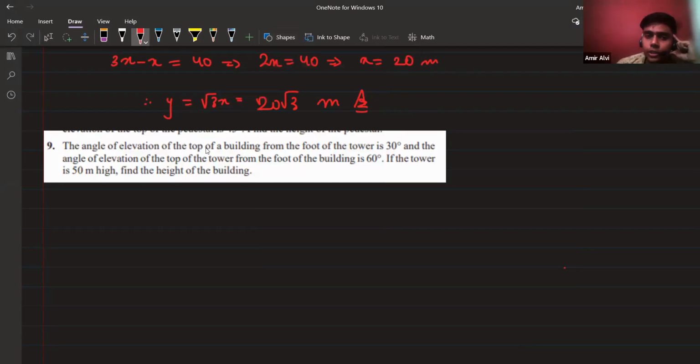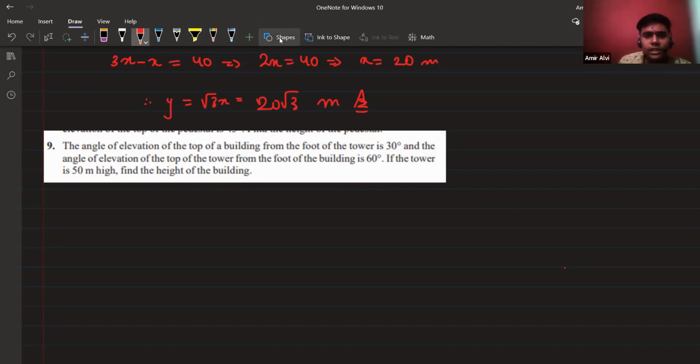The angle of elevation of the top of a building from the foot of a tower is 30 degree. Clear? And the angle of elevation of the top of the tower from the foot of the building is 60 degree. So which means that there is one building and one tower. So tower is basically nothing but a multi-story building, like the Burj Khalifa, right, and these are the towers, the buildings which have more than 50 floors, 60 floors, like this.